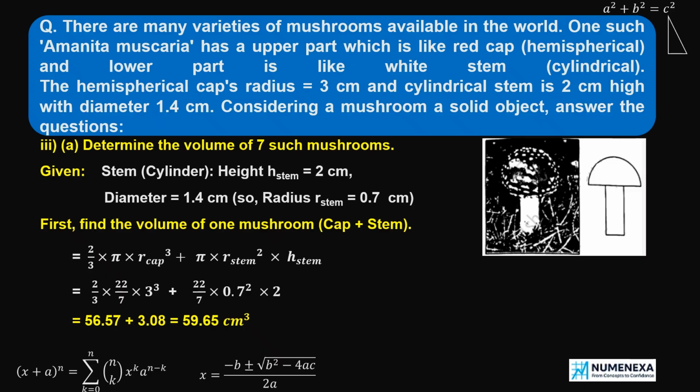Remember, what we have found is just the volume of one mushroom. But as per the question, our job is to find the volume of 7 such mushrooms. So therefore, the volume of 7 mushrooms will be 7 into volume of one mushroom. So 7 into 59.65. So ultimately, finally, the volume of 7 mushrooms will be equal to 417.55 centimeter cube.